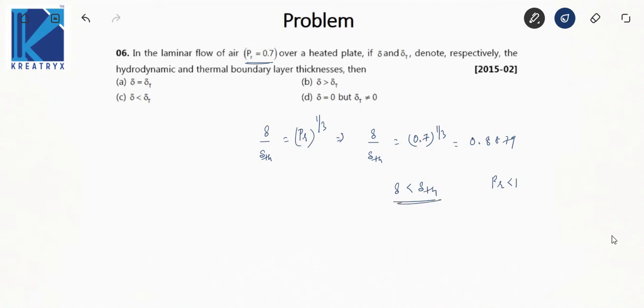So what will be the answer? From the options, we get the answer as C. If the Prandtl number is greater than 1, then delta will be greater than delta thermal, and if the Prandtl number is equal to 1, then both the boundary layer thicknesses will be equal. This is the beauty of the Prandtl number, that it relates the viscous boundary layer with the thermal boundary layer.